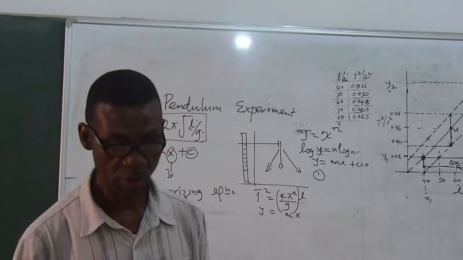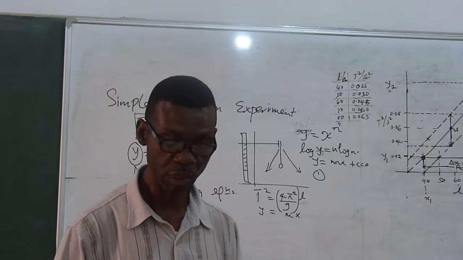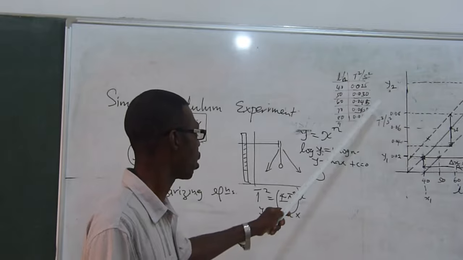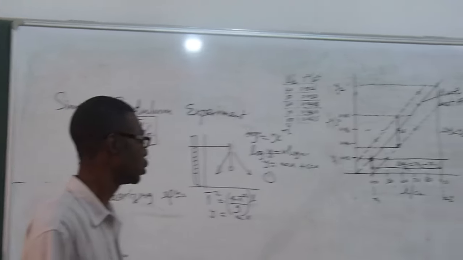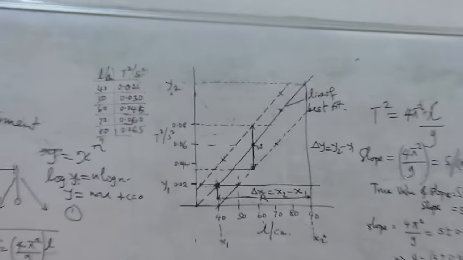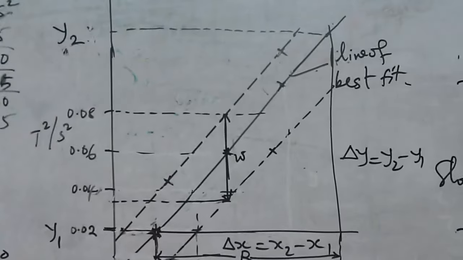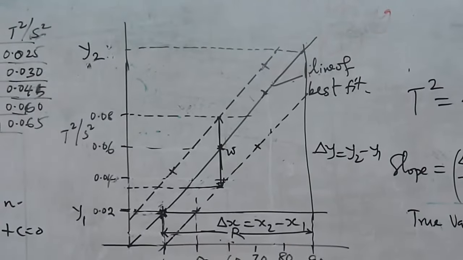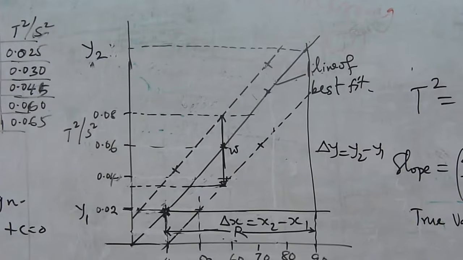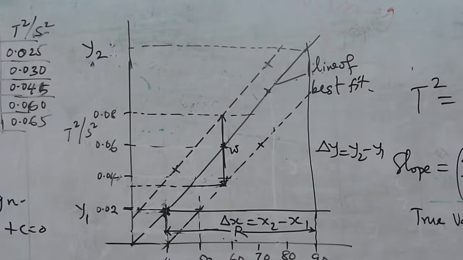So in presenting your result graphically, there are some points you have to take note of. Number one is the selection of your scale. Your scale must be selected in such a way that your graph covers a greater part, at least 3/4 of the page of the graph. So units of scale must be selected in such a way that it gives enough room to cover the space, either on the y-axis or on the x-axis.